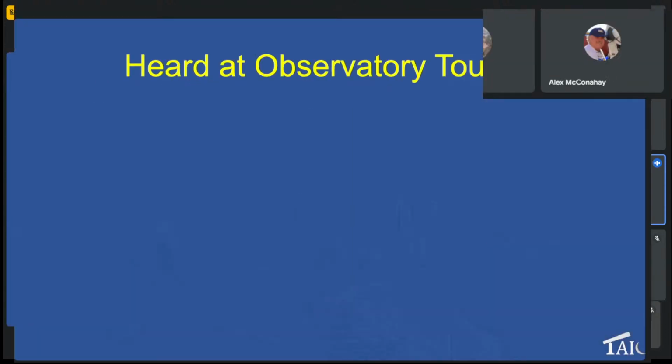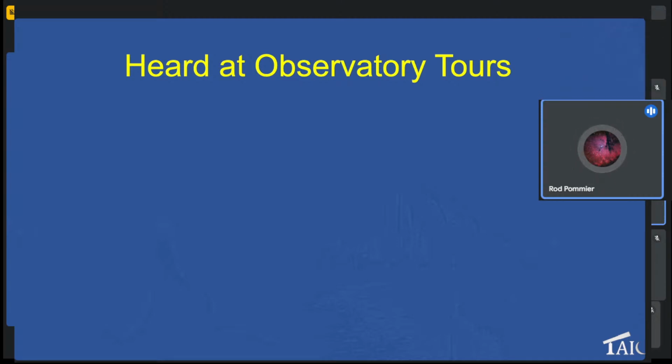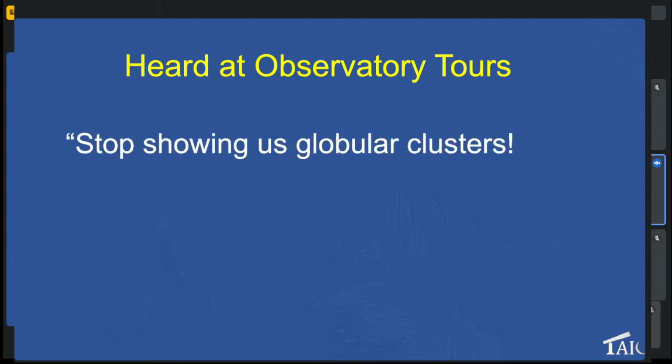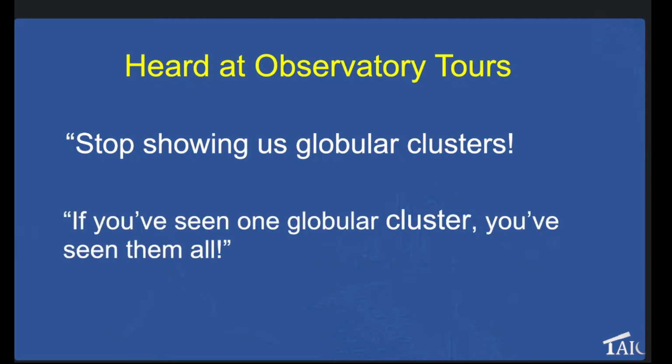But there was almost always a group of jaded, and I mean jaded, amateur astronomers in the tour group. And I get it, they drove hours across the Oregon desert because they wanted to see the faint fuzzies through the 24-inch telescope and perhaps get better views than they had through their backyard telescopes back in light-polluted cities. So it wasn't very long before one of them would yell at me and say, stop showing us globular clusters. And then came the words that just wounded my heart. If you've seen one globular cluster, you've seen them all.